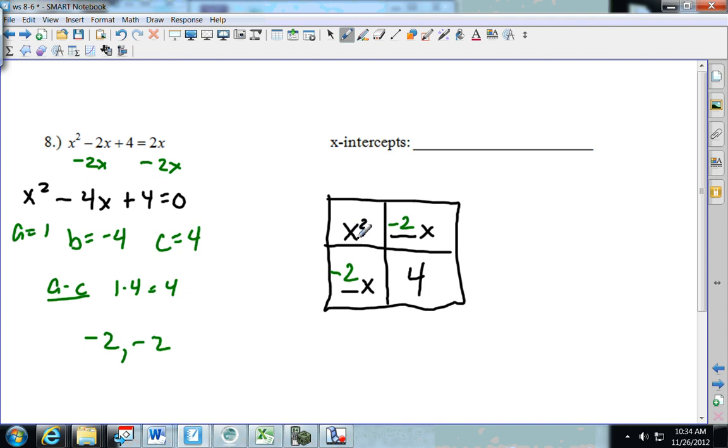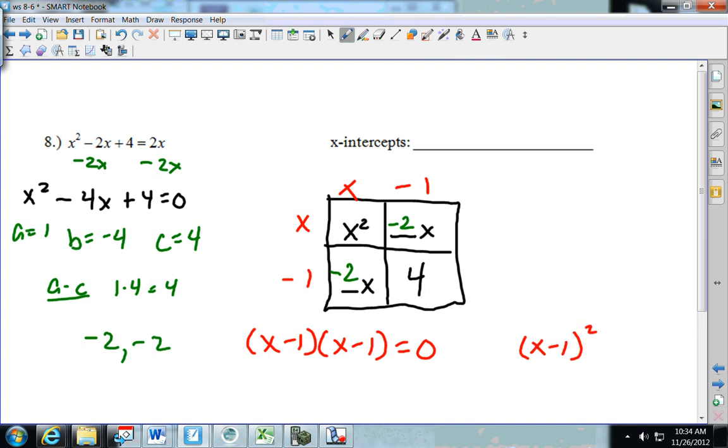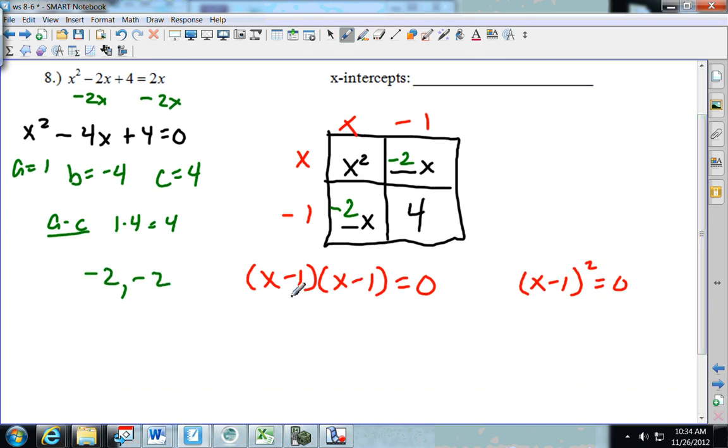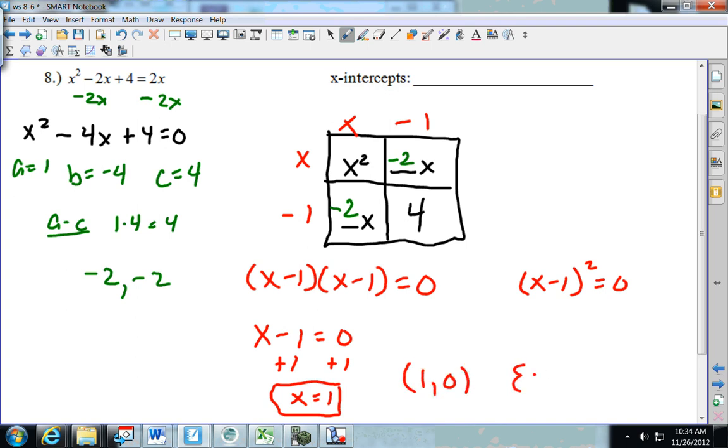So now, how does x squared split up? X and x. X times what gives you negative 2x? Negative 1. X times what gives you negative 2x? Negative 1. So my factors are x minus 1 times x minus 1 equals 0. That's factored form. Or you could even write it as x minus 1 squared equals 0. Those both mean the same. To find my solutions, both of these are the same, so I can just do it once. I'll add 1 to each side. X equals 1. So my solution is 1, 0, or you just write it and we have 1.